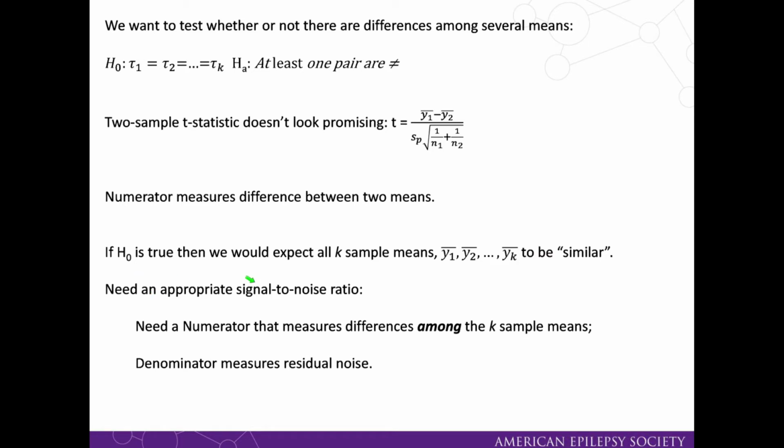And so now we need an appropriate signal-to-noise ratio. We need a numerator that measures the differences not between 2 things, but among K sample means. Okay. And the denominator, again, could be some residual noise. That's how we decide: is that difference, is that numerator, is that signal significantly greater, or greater enough, over the denominator of residual noise to make us say, aha, this cannot be true.